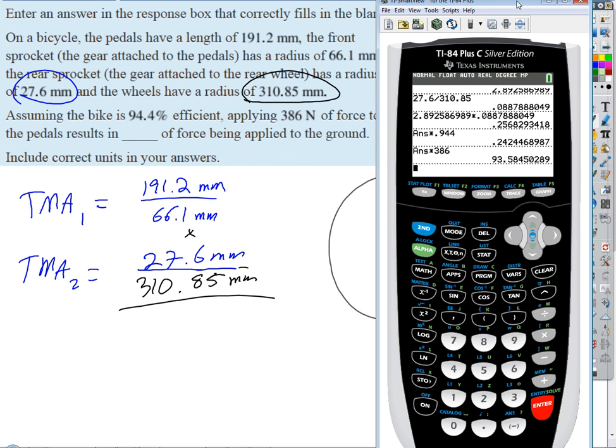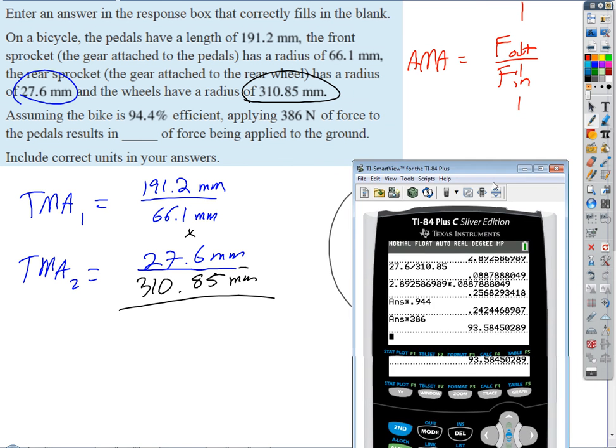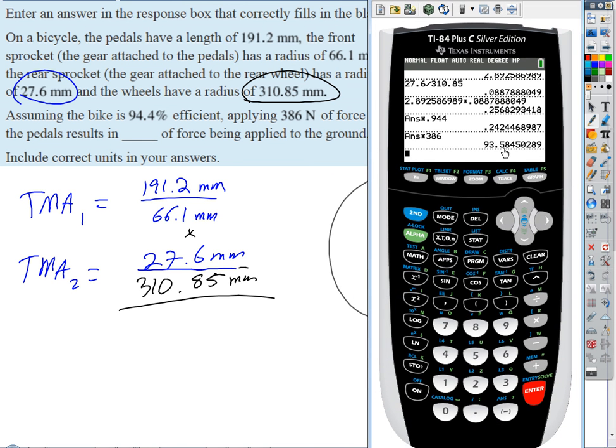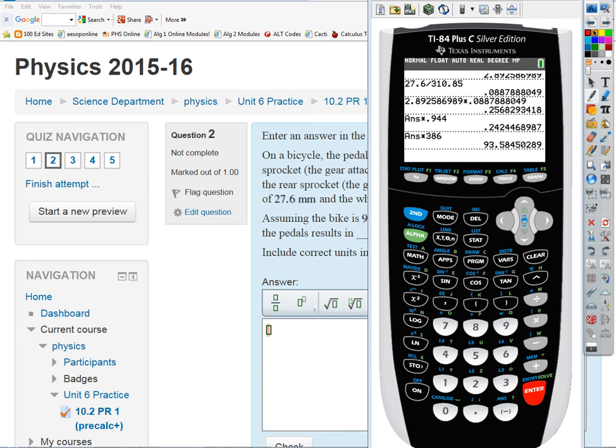Is that how many I keep here? Looks like it, right? So 93.6, what are my units going to be for output force? Newtons. Okay, so 93.6 newtons, let's try it out. Let's make sure.